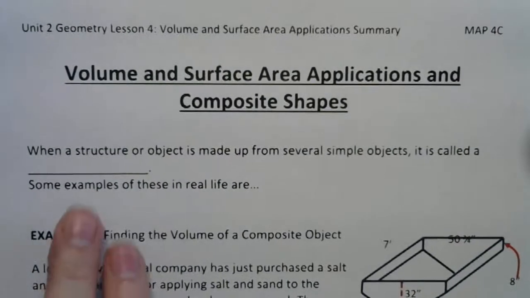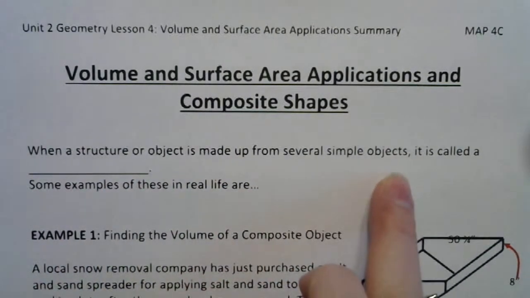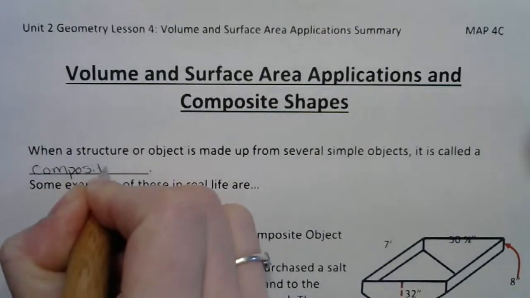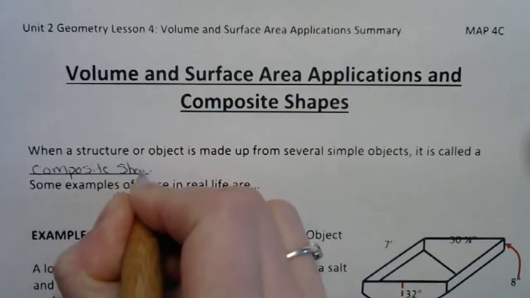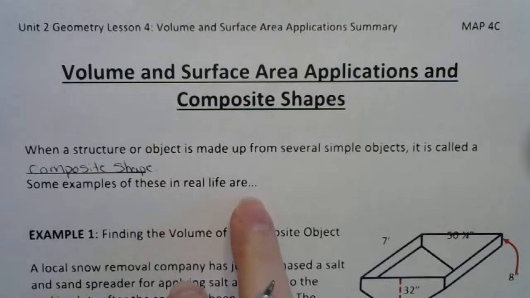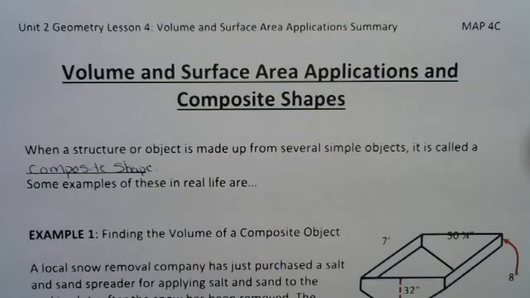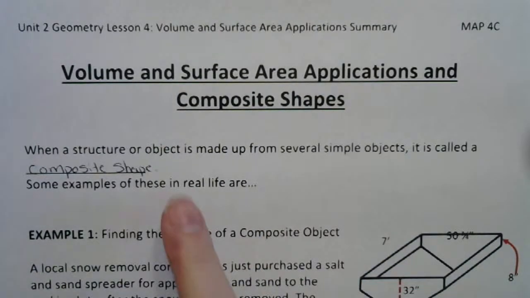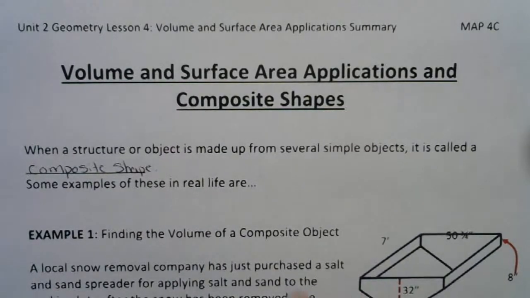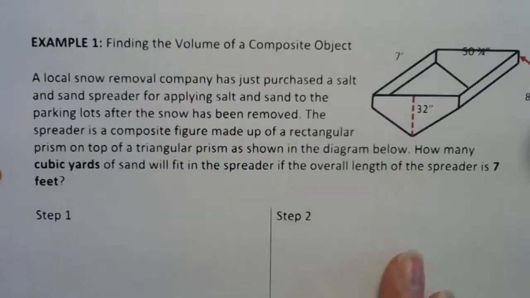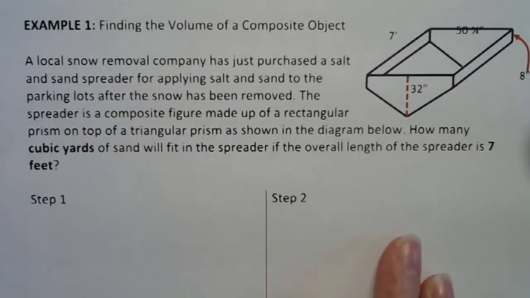First of all, just as review, when a structure or object is made up of several simple objects, we call it a composite shape. So remember that definition. Composite shape: a shape that's made up of smaller parts. Examples of these in real life: remember, composite shapes are everywhere, and there's more of them than just your standard rectangles. Buildings, tools, vehicles, blueprints, even furniture are all made up of different smaller shapes all stuck together. We've done a lot of area examples, so let's do a volume.